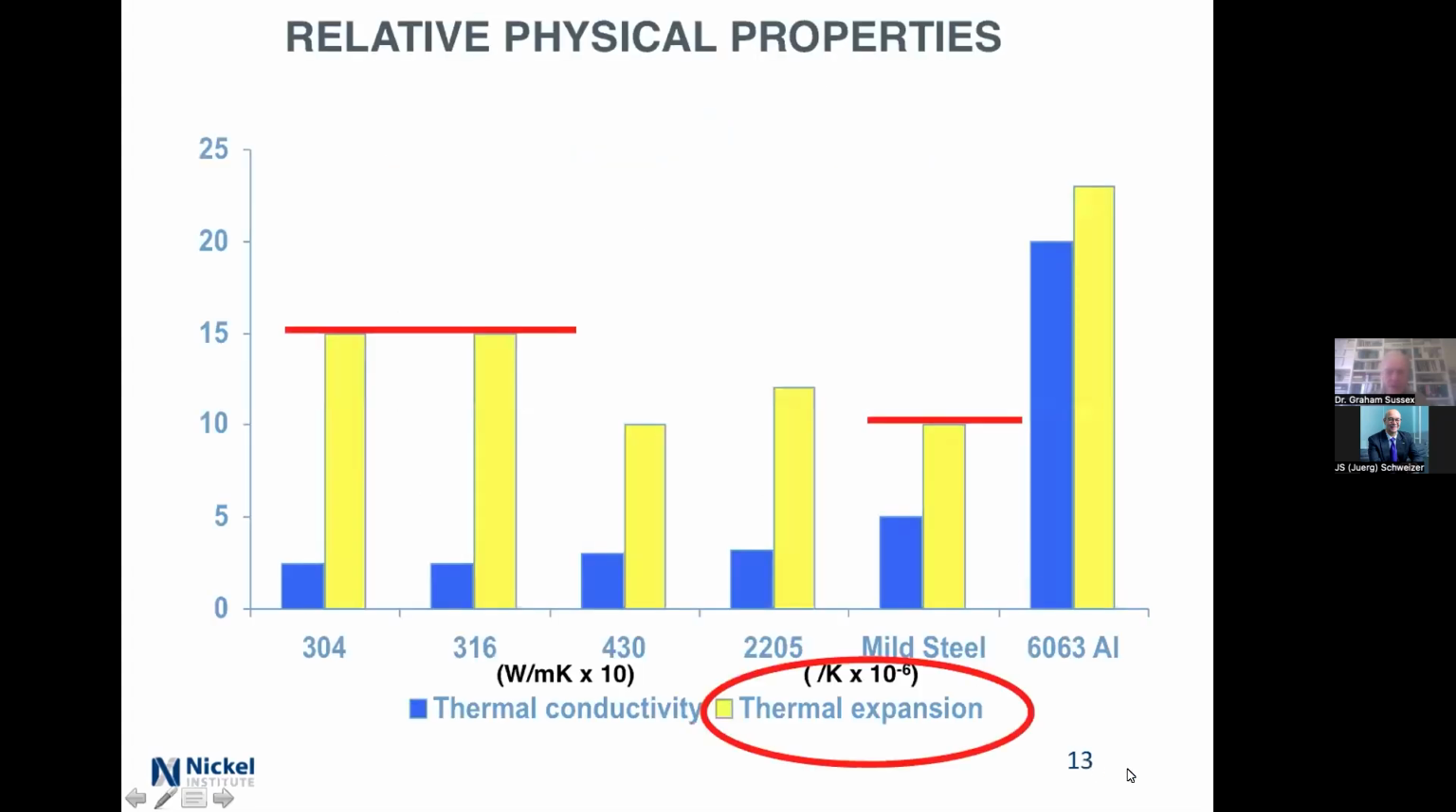This is looking at relative physical properties, and we're looking at thermal expansion. 304, 316, quite a lot of thermal expansion compared to mild steel, and not very much compared to aluminium. So just basically doing a quick comparison of the 1, 2, 3, 4 stainless steels, mild steel, and then aluminium.